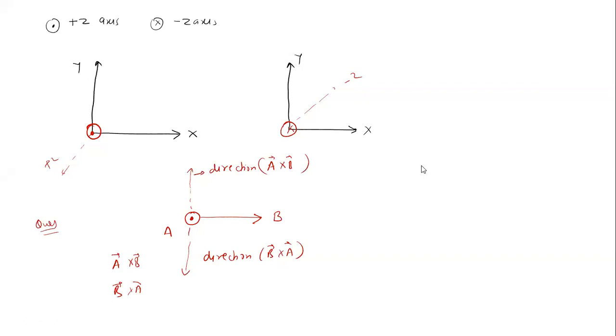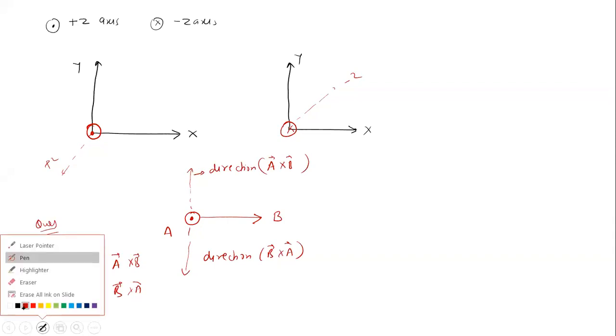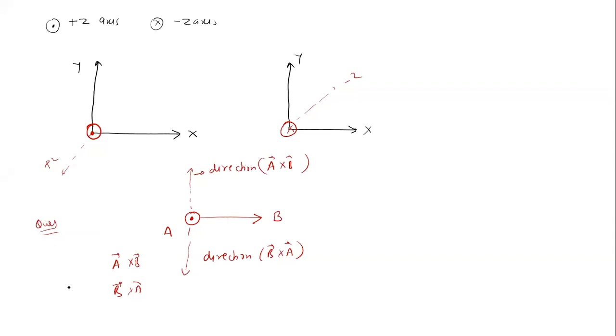Okay. One more problem you have to tell me. This is a basic for magnetism. If you can see the direction here, half of the magnetism problem is solved. Half means half the chapter is completed if you simply know the direction of A cross B.